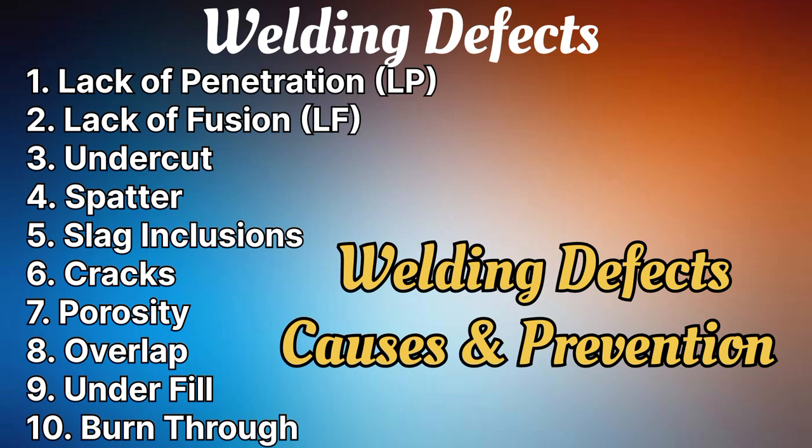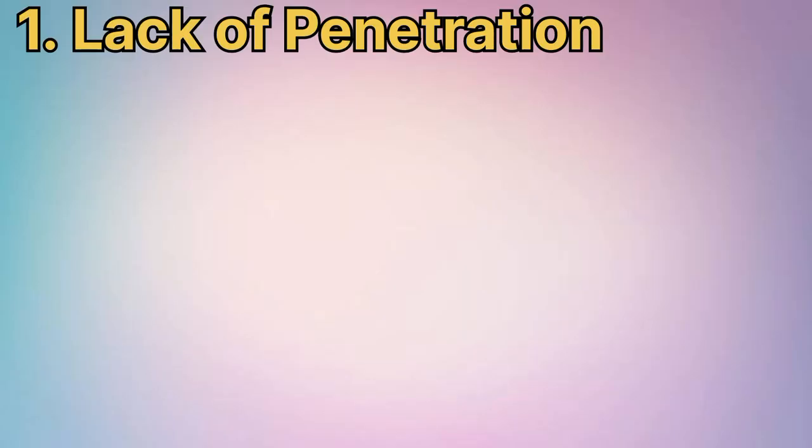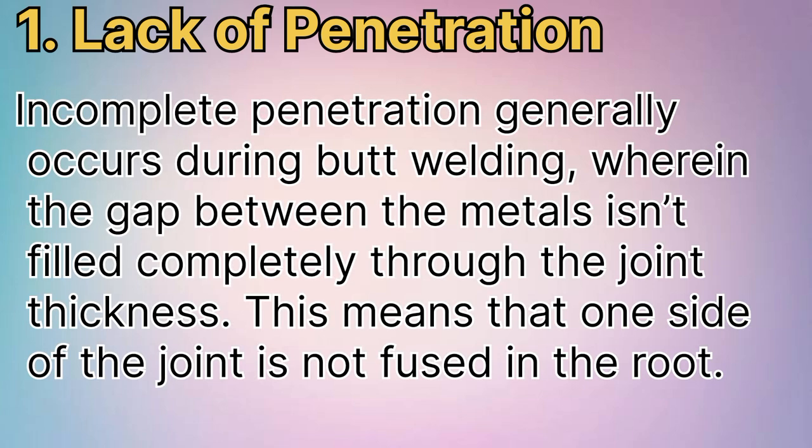We will individually discuss all the common defects, by causes and prevention. Let's see. LP generally occurs during butt welding, wherein the gap between the metals isn't filled completely through the joint thickness. This means that one side of the joint is not fused in the root. We understand the causes and prevention.